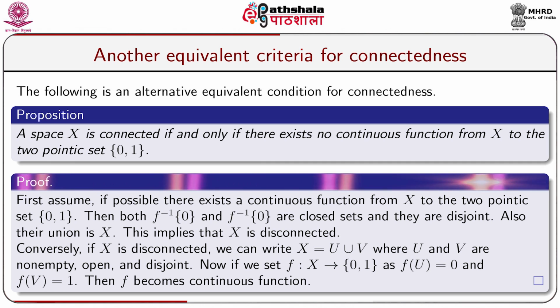In fact, the open sets of the two-point space {0, 1} are the whole space, the empty set, the singleton set {0} and the singleton set {1}. So, f inverse of the whole space is X, f inverse of {0} is U, f inverse of {1} is V, and f inverse of the empty set is the empty set. That means f pulls back each open set to an open set. This means that f is a continuous function. Hence, we can say that if X is disconnected, then there exists a continuous function from X to this two-point set {0, 1}.